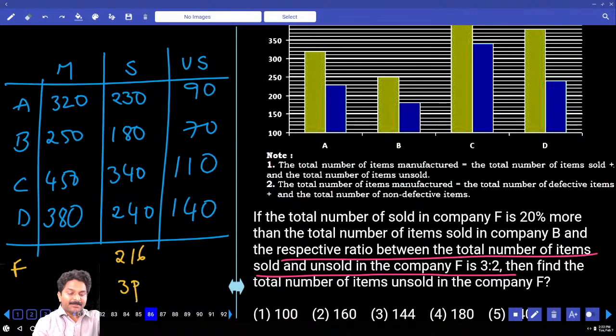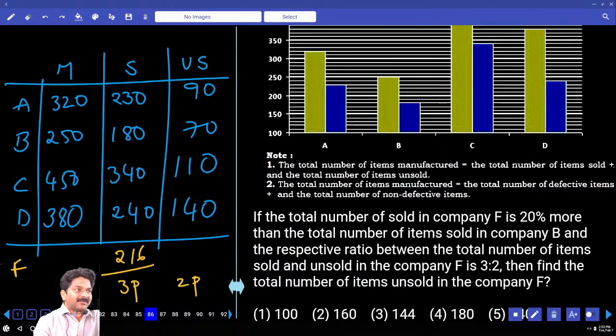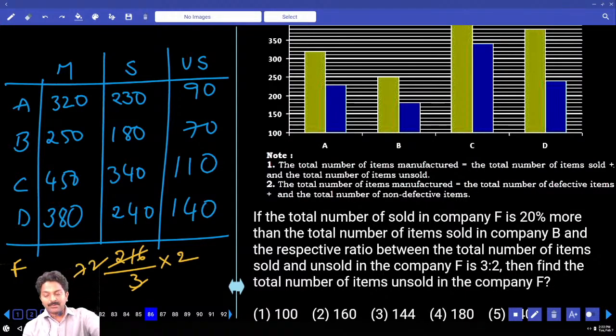This is 3 parts sold, this is 2 parts unsold. Find the total number of unsold items of company F. 3 parts is equal to 216, so 1 part is equal to 72. Correct? And we need to calculate unsold, 2 parts. 72 times 2 is 144.